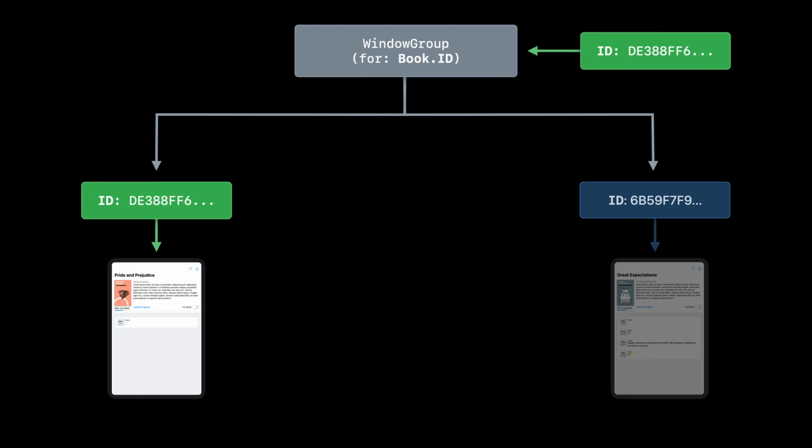Using our Book Club app as an example, selecting the context menu action for a book which has already been presented in a window will result in that window being ordered front, rather than a second window showing the same book.